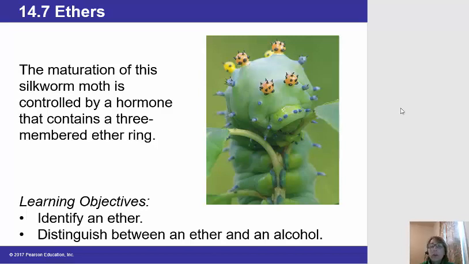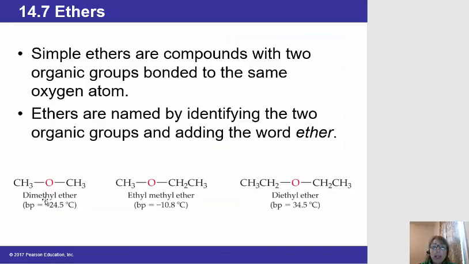We've been introduced to ethers before, and we're just going to look at them in a little bit more detail here. So we want to remember that the functional group for ether is an oxygen that is singly bonded to two carbon-containing entities. Now, if we're looking at the naming, sometimes ethers are named by the groups that are attached to that oxygen. So, for example, dimethyl ether, two methyls bonded to that oxygen.